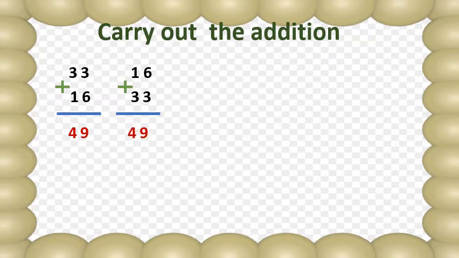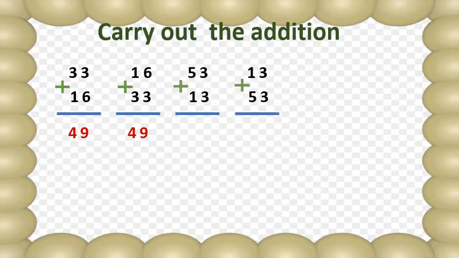Observe two sums. Now two more sums we will take. 53 plus 13. Okay, 3 plus 3 is 6. 5 plus 1 is 6. Now here 13 plus 53. That is 3 plus 3 is 6. 1 plus 5 is 6.